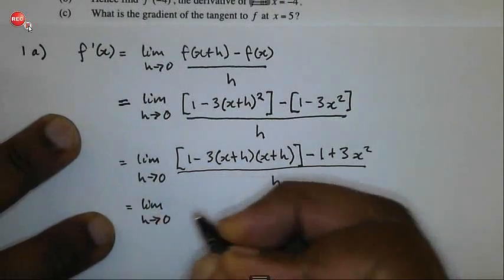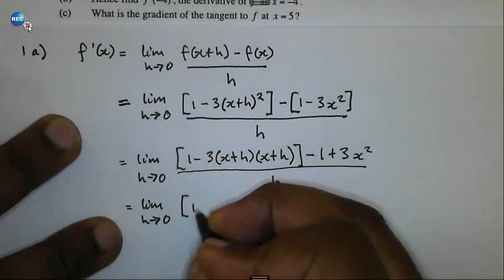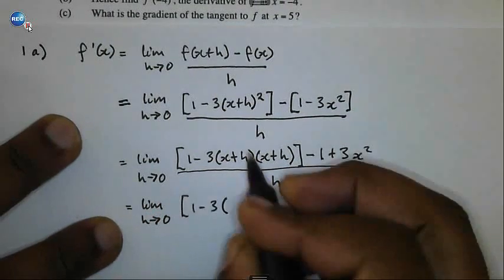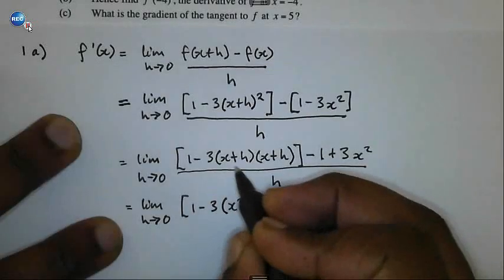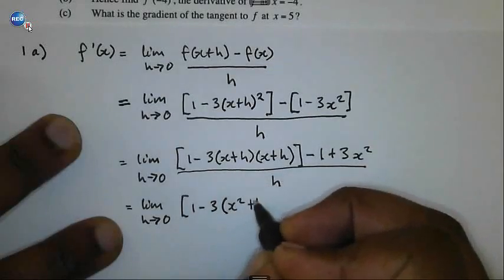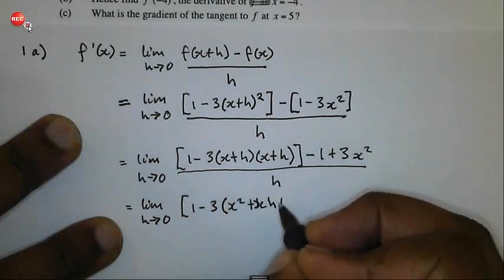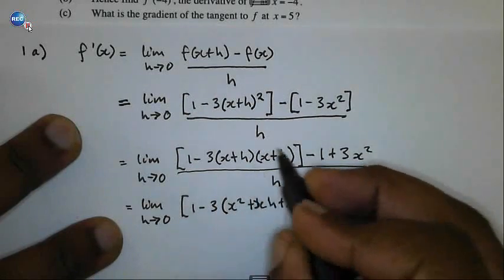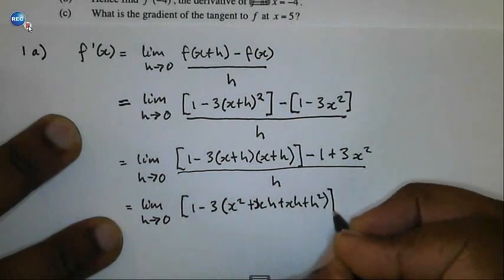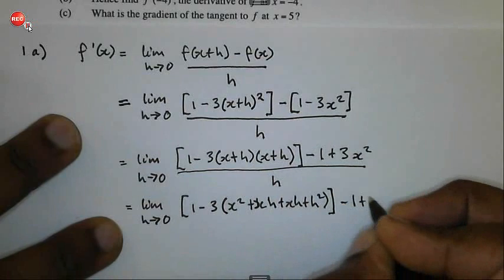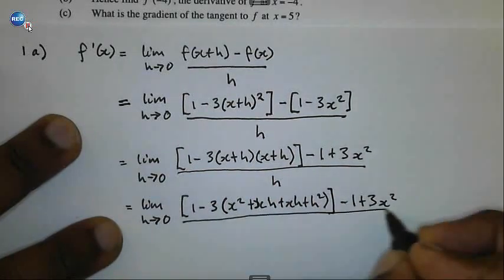This limit, you lose a mark if you leave it out. Okay, 1 minus 3 by, let's do the FOIL. So x and x gives you x squared, x and h gives you h plus x gives you x, h times h gives you h squared. Okay, minus 1 plus 3 squared. All of this is divided by h.